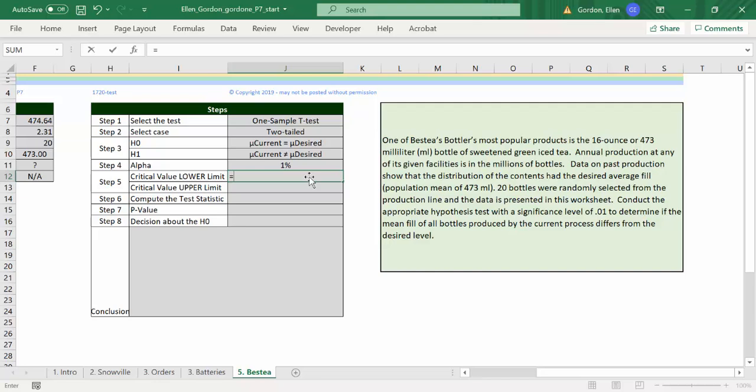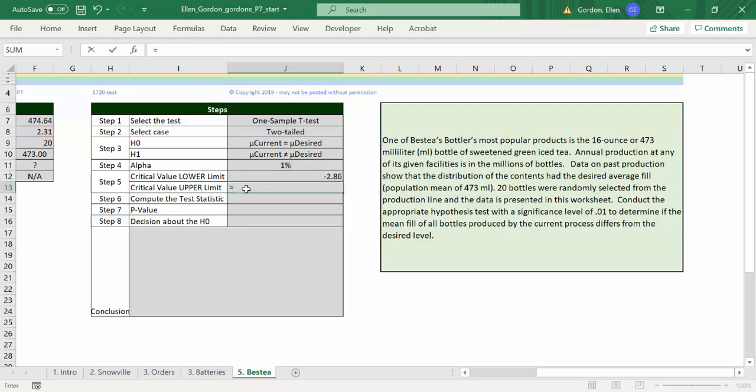The formula for the lower critical value is -1 times t.inv.2t, and then it asks for the probability, which is alpha, and then the degrees of freedom, which is our sample size, -1.